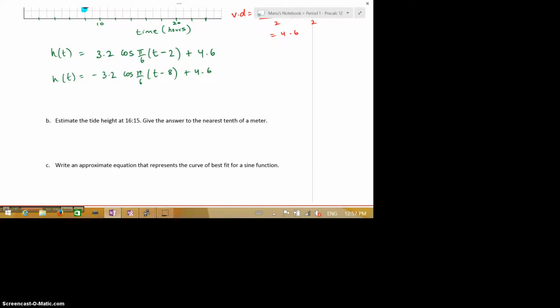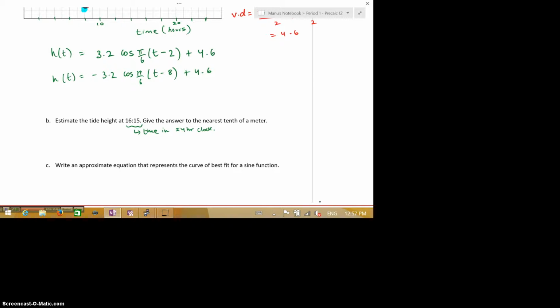So one of the first things you'll notice now is it's asking us for the tide height at 1615. What does the 1615 represent? Time in 24-hour clock. Right? 1615 represents time in 24-hour clock. What time does that represent in a 12-hour clock? 4:15 in the evening, in the afternoon, right?